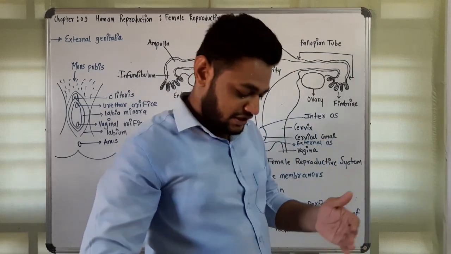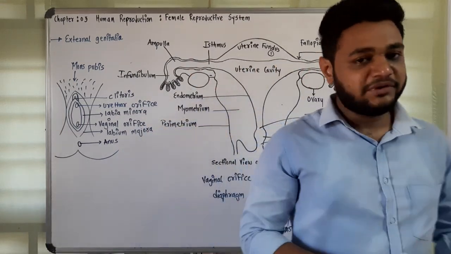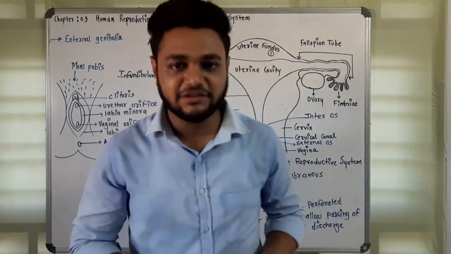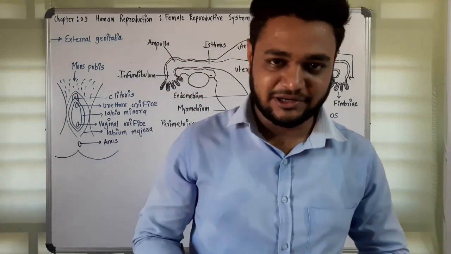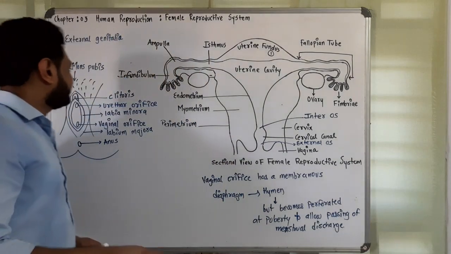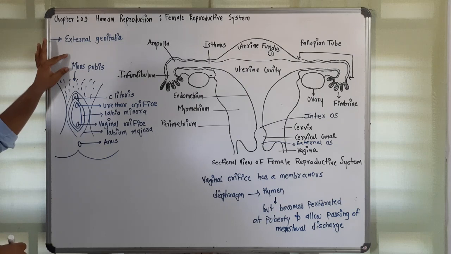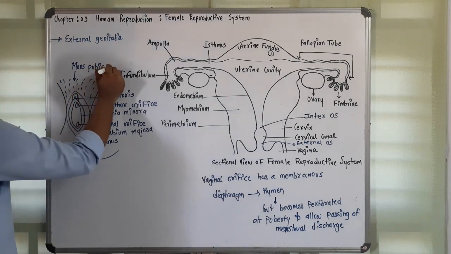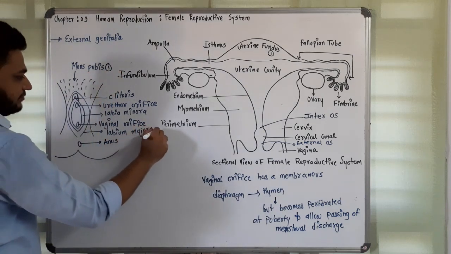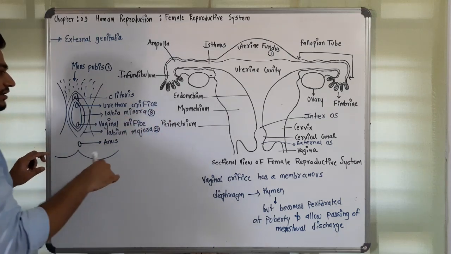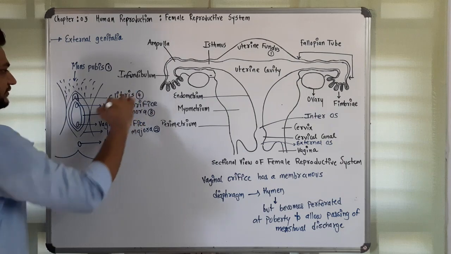Now we will complete the second part of the female reproductive system. In this video, we will see the external genitalia and mammary glands. Talking about the external genitalia, it is composed of the mons pubis, which we will take first, then labia majora, then labia minora, and then clitoris.